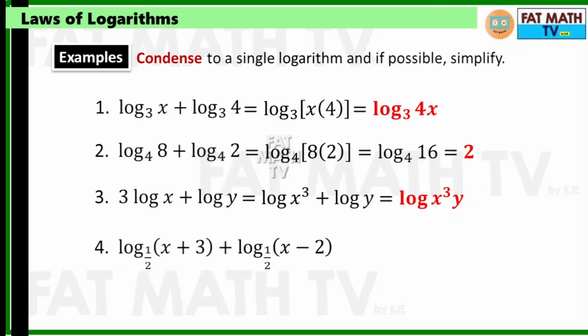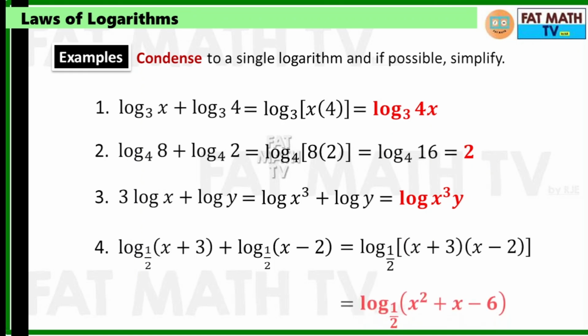Number 4, logarithm of x plus 3 to the base 1/2 plus logarithm of x minus 2 to the base 1/2. This is a sum of logarithms, which we can write as the logarithm of the product of x plus 3 and x minus 2, and their product is x squared minus 2x plus 3x minus 6, which can be simplified to x squared plus x minus 6. So the answer is logarithm of x squared plus x minus 6 to the base 1/2.